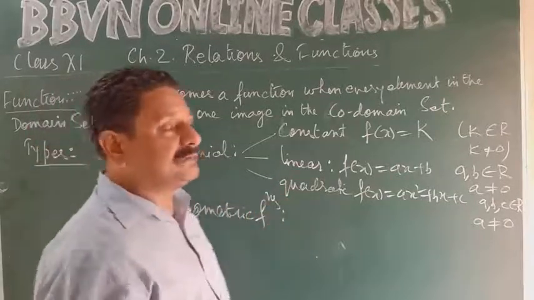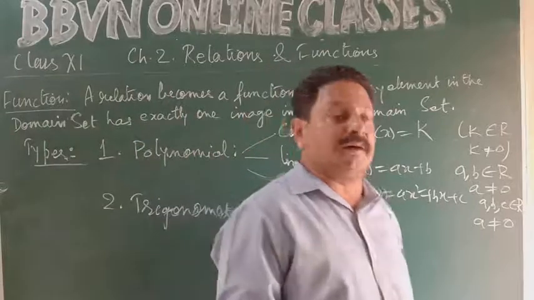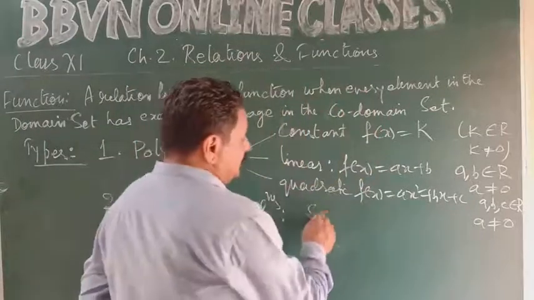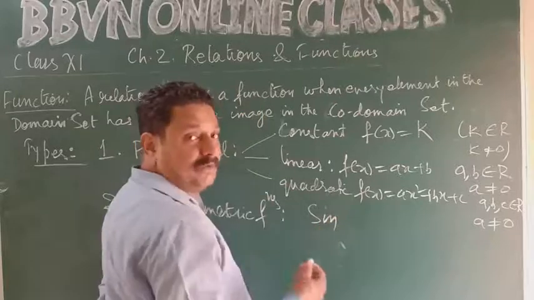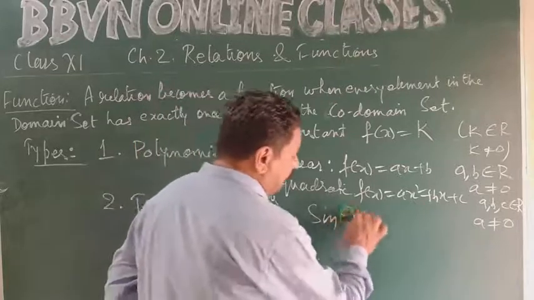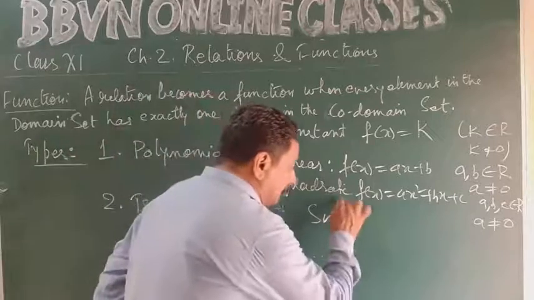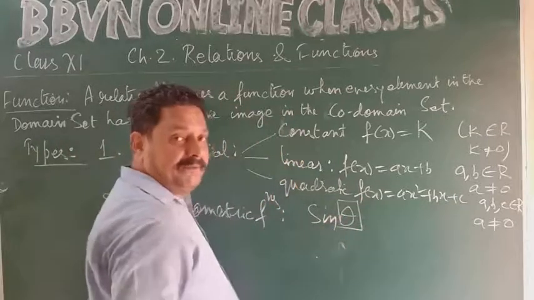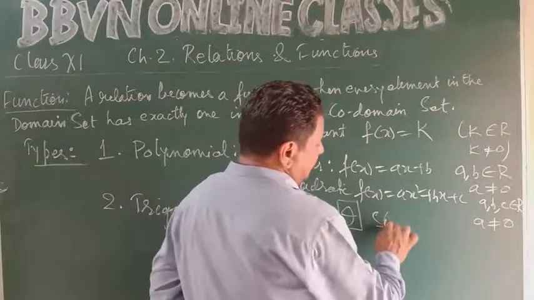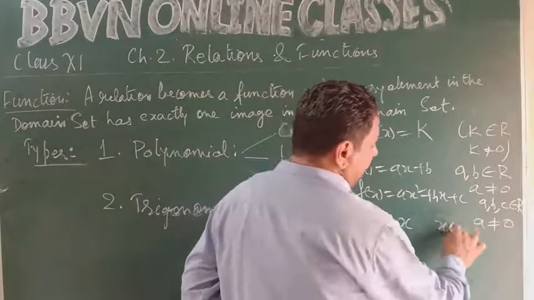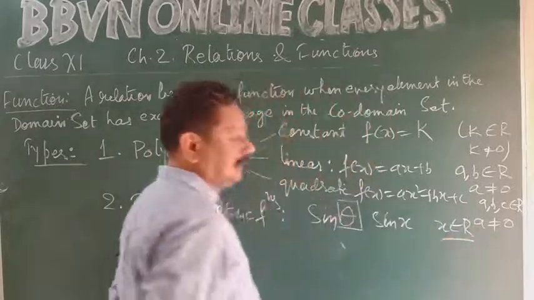See children, you have studied trigonometric ratios, like the sine ratio. If there is a ratio, there has to be a particular angle: sine ratio of angle theta. If I replace this theta by a variable x, this becomes sine x, where x belongs to R. x is a real number.